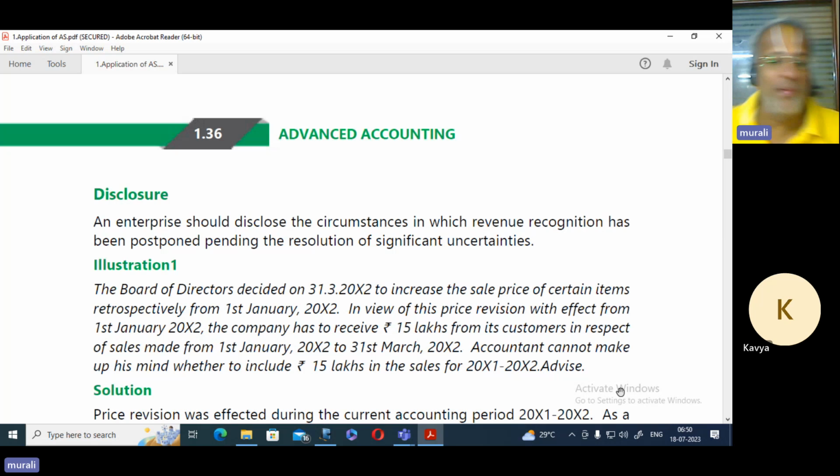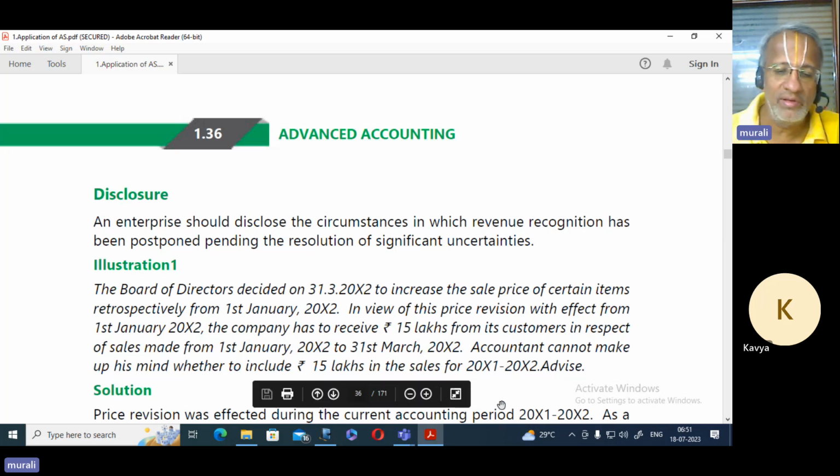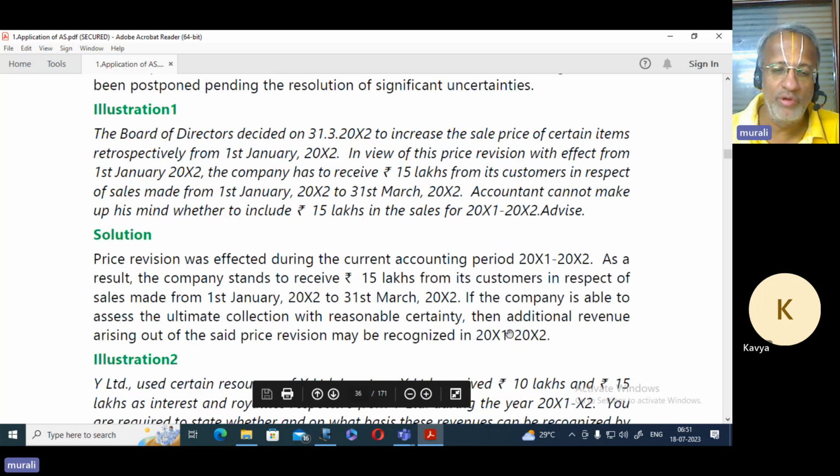But in this particular problem, there is no such information regarding any revision for which an advance notice was provided. So here the company decided to increase the sale price of certain items retrospectively from 1st of January, which would mean you are giving the customer a shock. They will not agree. So therefore, there will always be an uncertainty associated with that, and thereby this 15 lakhs can never be considered as a revenue recognition.